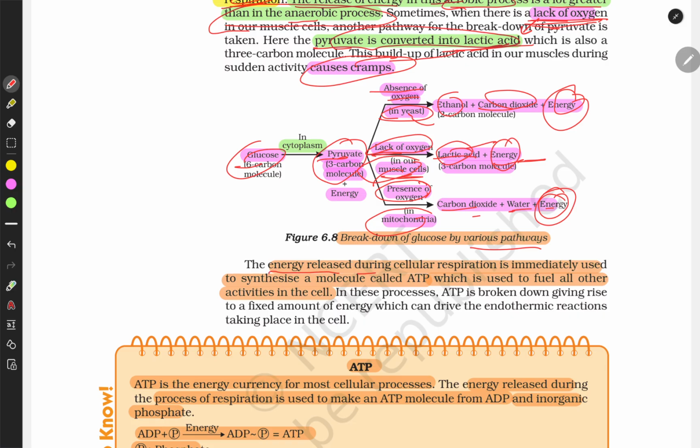The energy released during cellular respiration is immediately used to synthesize a molecule of ATP, which is used to fuel other activities of the cell.